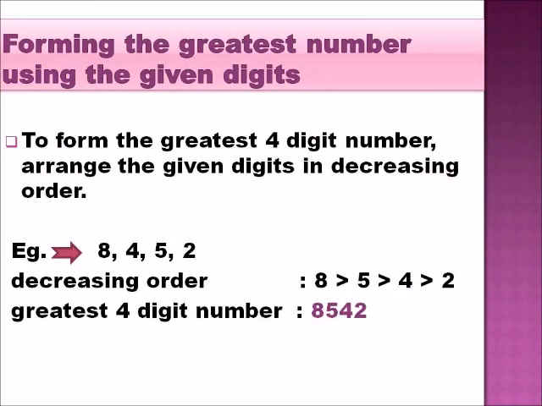Children, next is forming the greatest 4-digit number. We have to arrange the given digits in decreasing order. Here we have example 4 and we have digits like 8, 4, 5 and 2. Now let's arrange them in decreasing order. 8 is greater than 5, 5 is greater than 4, 4 is greater than 2. Therefore the greatest 4-digit number will be 8542.